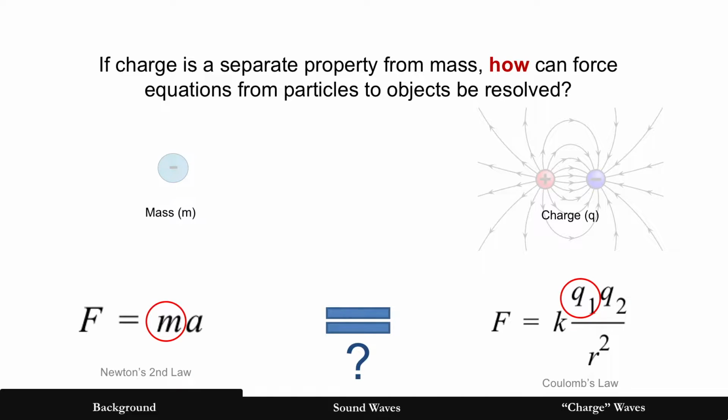But here's a question. Right? If charge is a separate property from mass, then how can force equations from particles all the way to large-sized objects be resolved? Because if you think of it, Newton's second law is made of objects which are essentially particles that collide, and those are electrical forces, but yet one is expressed with mass and the other is expressed with charge. So how do you reconcile these equations?